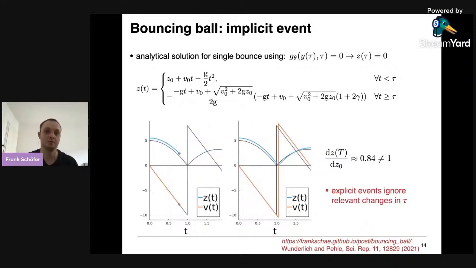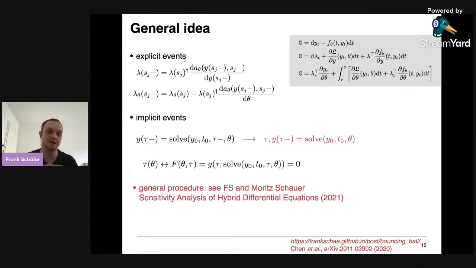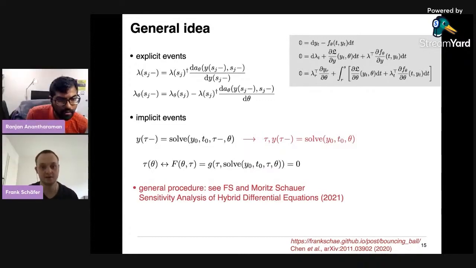So it's indicating that we really have to include this modeling of the implicit events, and we cannot ignore these relevant changes in the event time. The general idea is a bit lengthy to describe, but essentially for explicit events, since they are easy enough, you can just insert the correction term between individual solves of your continuous-adjoint sensitivity methods. But for implicit events, you have to consider your solver as some function which outputs not only your state, but in addition, the event time.